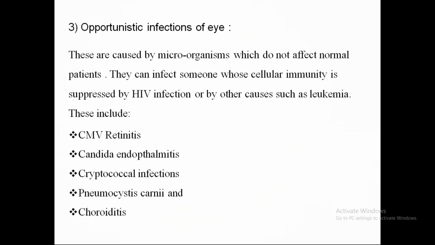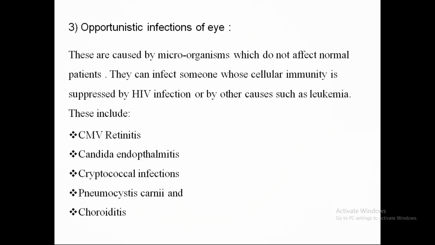Next one is opportunistic infections of the eye. These are caused by microorganisms which do not affect normal patients. Because of immunocompromisation, the patients will have opportunistic infections. There will be a decrease in cellular immunity in patients with HIV, so these patients are more prone to opportunistic infections.